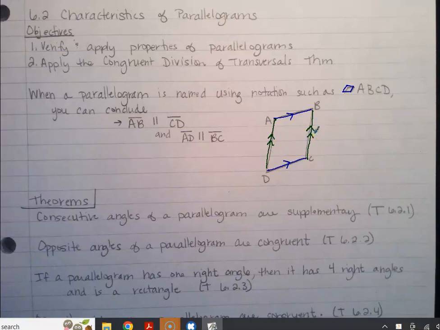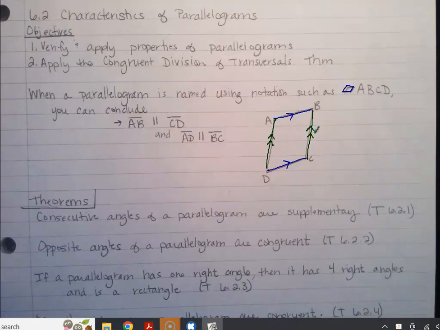So when it comes to doing proofs, that is one thing. When you're given a parallelogram, you can automatically say these two sides are parallel and these two sides are parallel, because it's the definition of a parallelogram. Because to be a parallelogram, we know the sides have to be parallel. Oh my gosh, if I could get my words straight today.